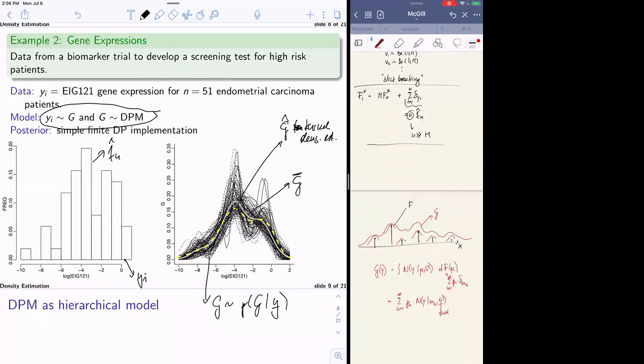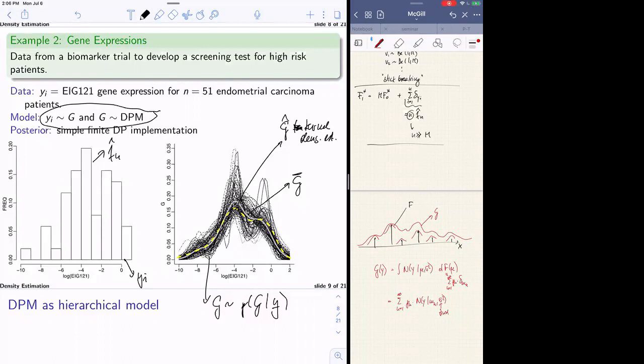We assume that the Y_i come from some unknown G, where the prior for the unknown G is a Dirichlet process mixture, as on the previous slide. What you see on the right panel is our posterior inference, and there are two typical observations. Turns out the posterior mean, if all you want to report is a point estimate for the unknown distribution, is the thick gray line.